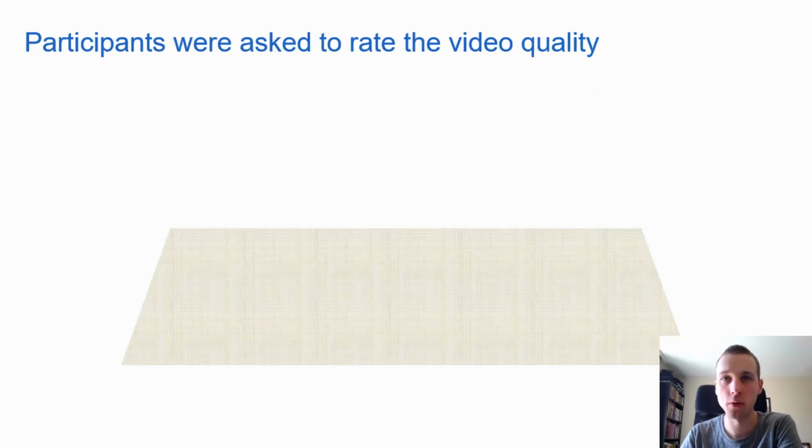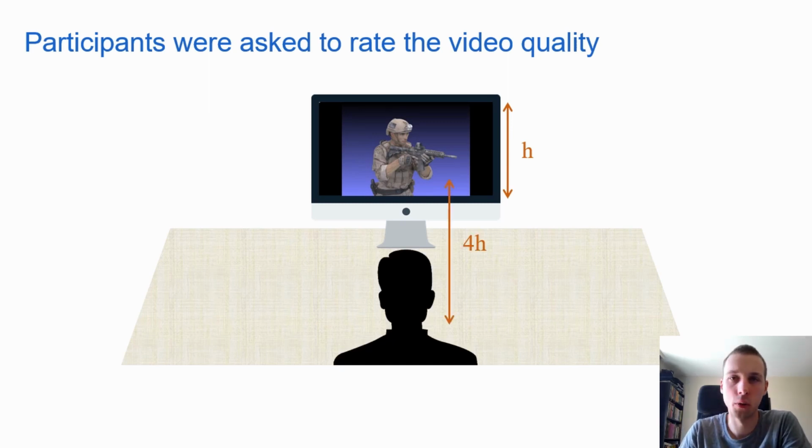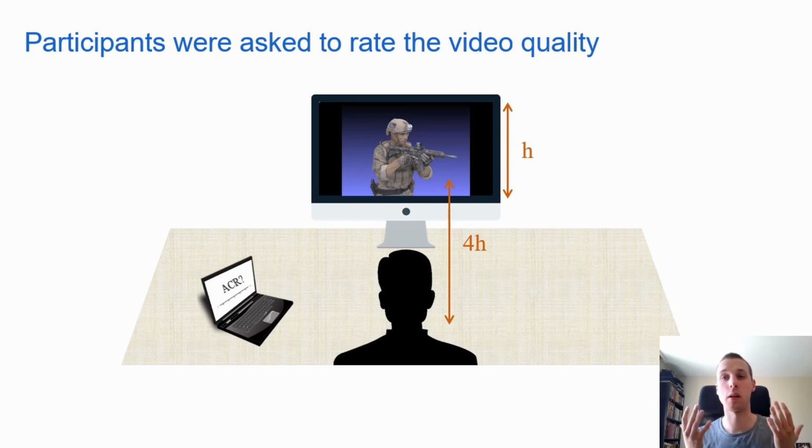Now, participants were asked to rate the video quality. We use a single stimulus study, which is quite different from double stimulus studies that you see most of the time. It was interesting for us to know whether or not these subjective evaluations work without the presence of a ground truth, right? So the user was put in front of the screen and had access to a laptop where we asked them to rate based on ACR, so on a continuous scale from 0 to 100, what the quality of the video is.